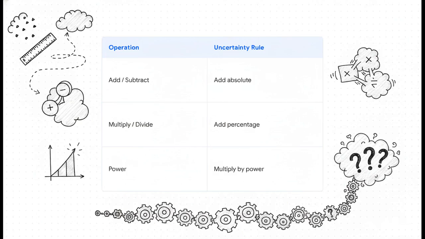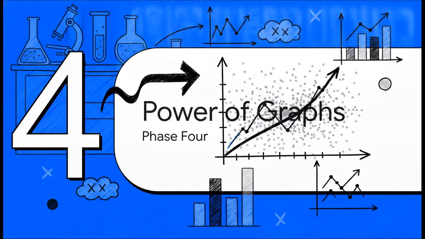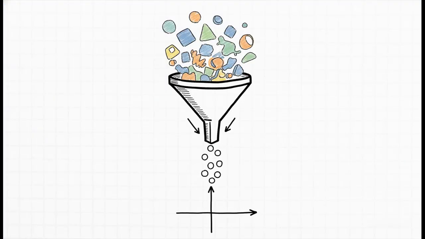The huge takeaway here is that uncertainties always compound. They snowball. They never just magically cancel each other out. Okay, phase 4, the power of graphs. Let's step out of the lab for a second and head into the analysis phase. This is where we use visual tools to filter out all that noise we just mathematically calculated and reveal the underlying mathematical signal. But before we plot anything, we have to label our tables and axes correctly.